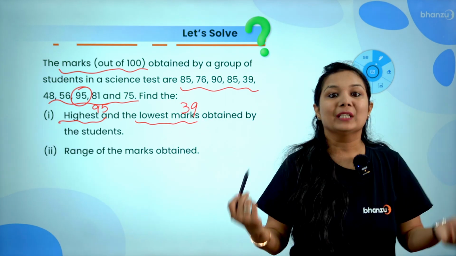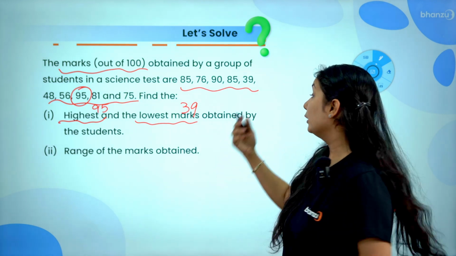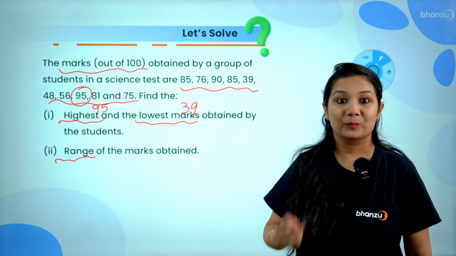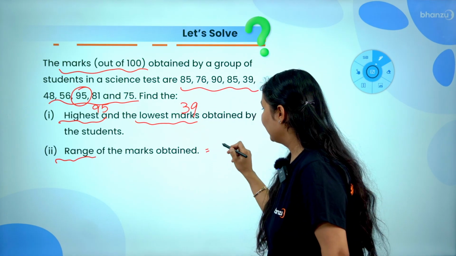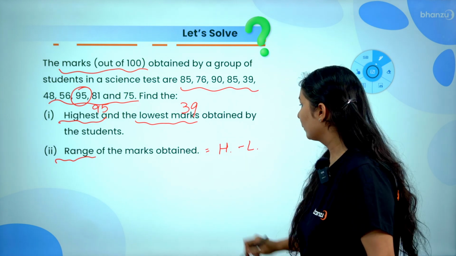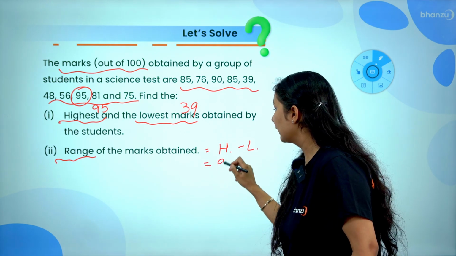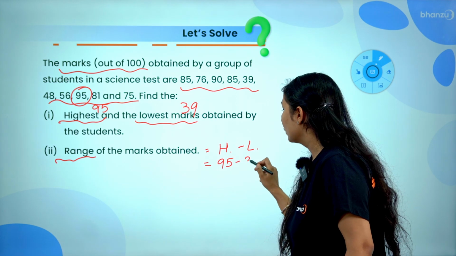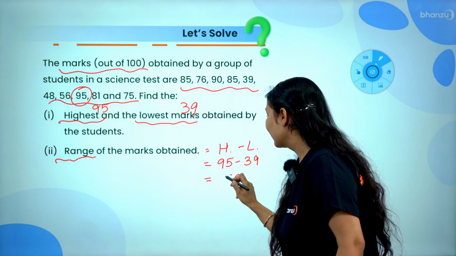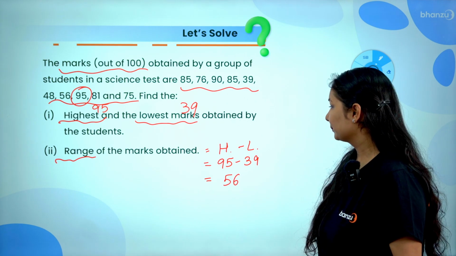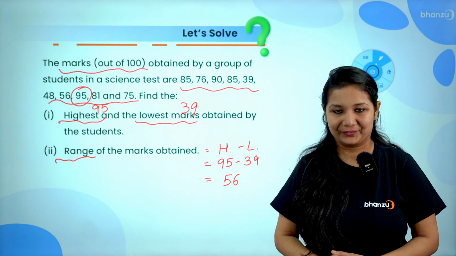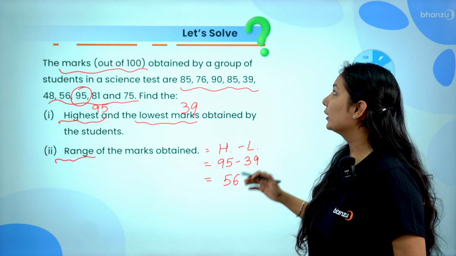So, if you know the highest marks, my dear students, and you know the lowest marks, you can easily find out the range of the marks obtained. What is that? It is highest minus lowest value. So, what is the highest marks? 95 minus lowest marks, that is 39. So, you get 56, right? So, this is how you get your answer.